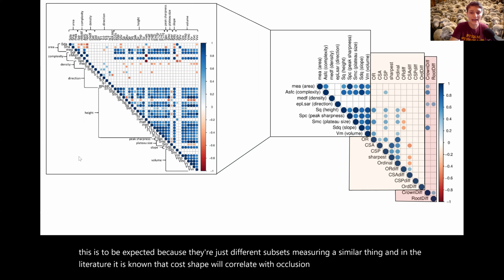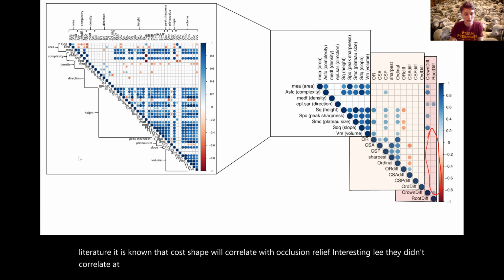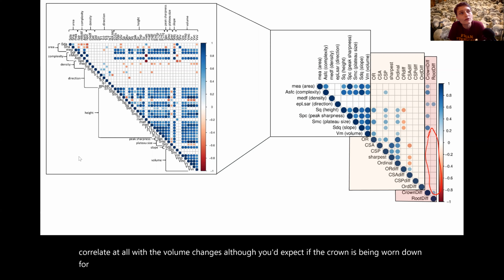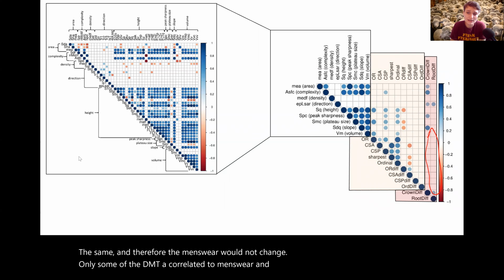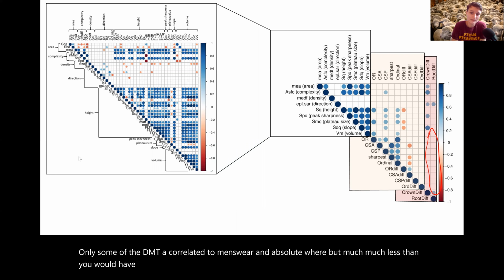Interestingly, they didn't correlate at all with the volume changes, although you'd expect the mesowear to change if the crown is being worn down. One of the theories is that the crown could be losing volume while the shape stays the same, and therefore the mesowear would not change. Only some of the DMTA correlated to mesowear and absolute wear, but much, much less than you would have expected. So this was the most interesting finding for us.